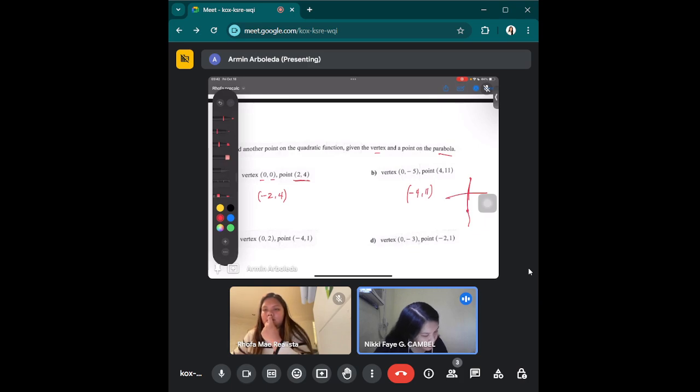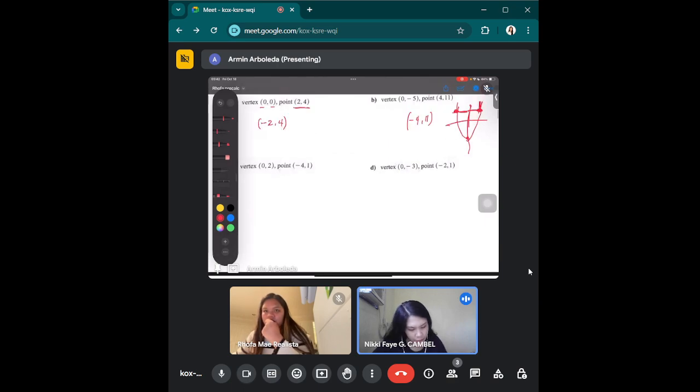For example, dito siya. Yung negative 4 and 11 is right about, I think dito yun. Ay, negative 4 and 11. So, positive pala yung given. Positive 4 and 11 is right about here. And yung other point is here, reflection. Okay?